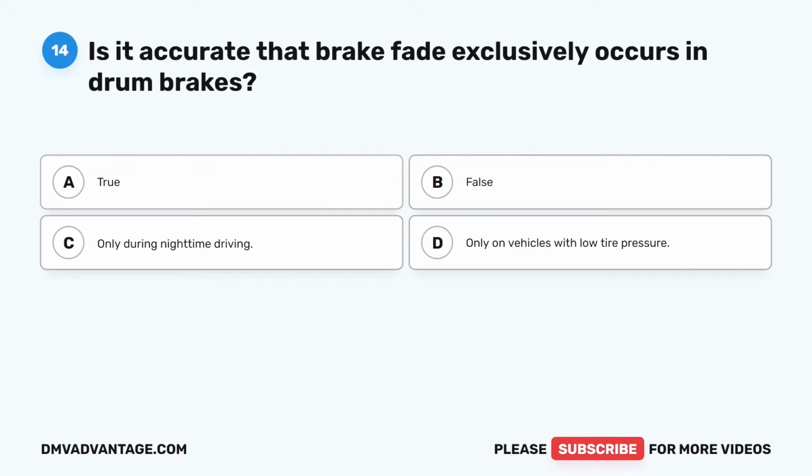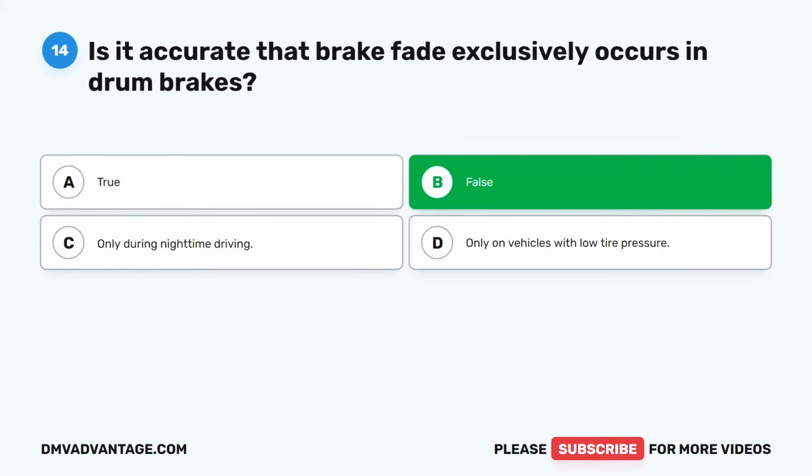Question 14. Is it accurate that brake fade exclusively occurs in drum brakes? A. True. B. False. C. Only during nighttime driving. D. Only on vehicles with low tire pressure. The correct answer is B.